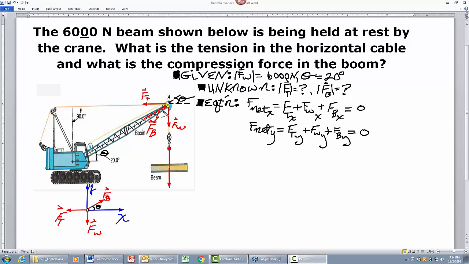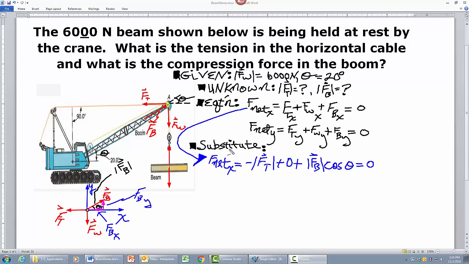The equations. This system is at rest, therefore it is in equilibrium. Therefore we write the equations for equilibrium in two dimensions. The net force, or sum of the forces in the x direction, is the x component of the tension force plus the x component of the weight force plus the x component of the boom force. These all sum to zero. Likewise, the net force in the y direction, which is the y component of the tension force plus the y component of the weight force plus the y component of the boom force, all sum to zero as well.